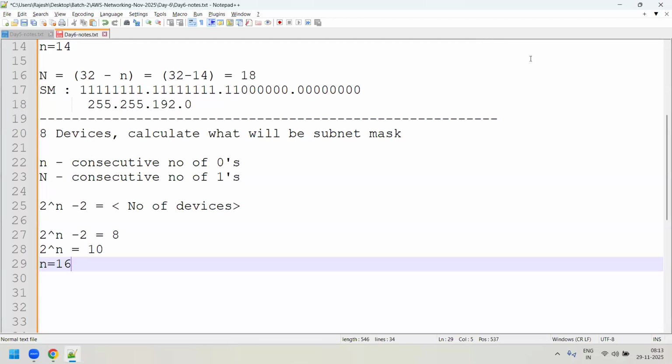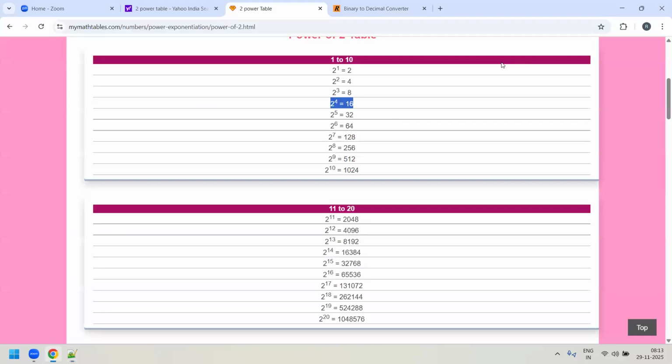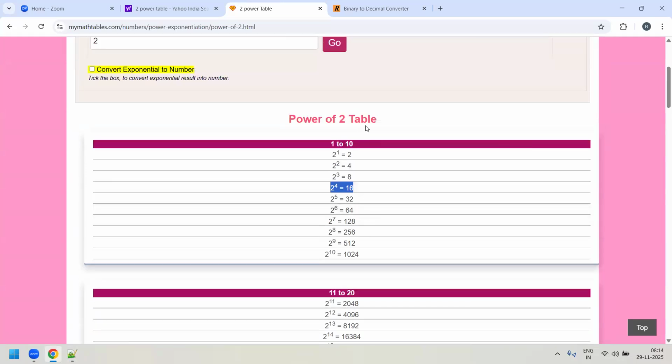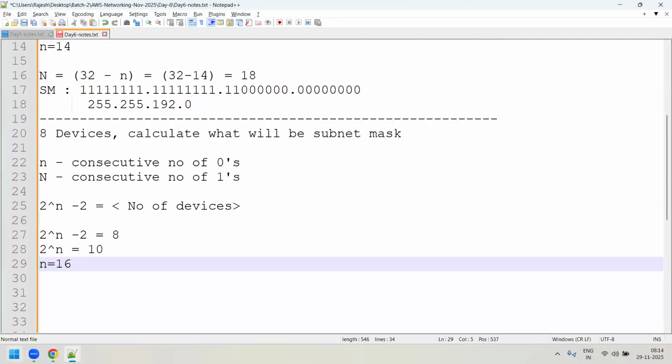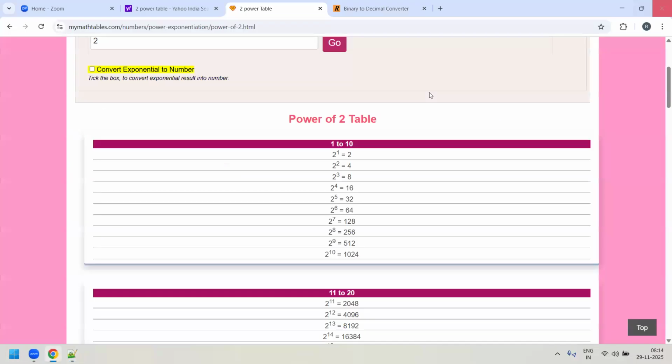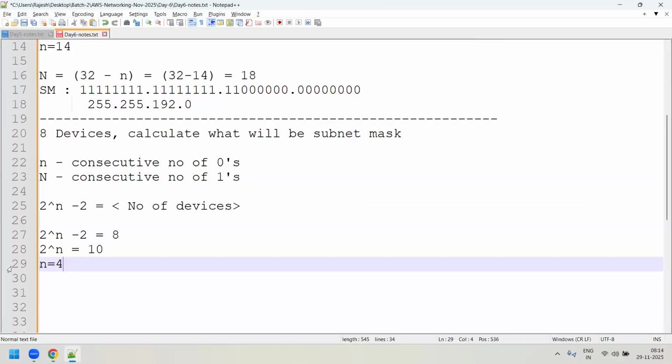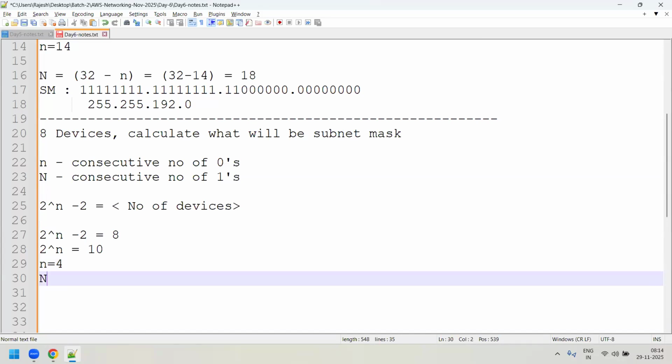So, 1 second, guys. How many devices are we connecting? It's 2 to the power of 4, so small n is 4, not 16. Now if n is 4, what would be the capital N? It will be 32 minus n, which is 32 minus 4. What is the value, guys? You're going to get 28.